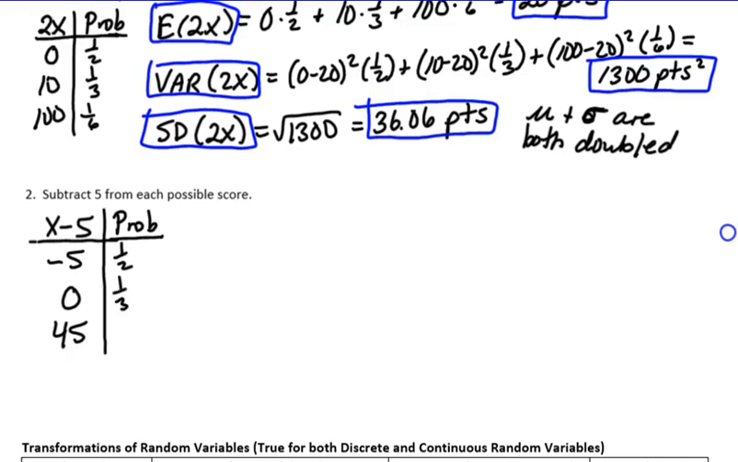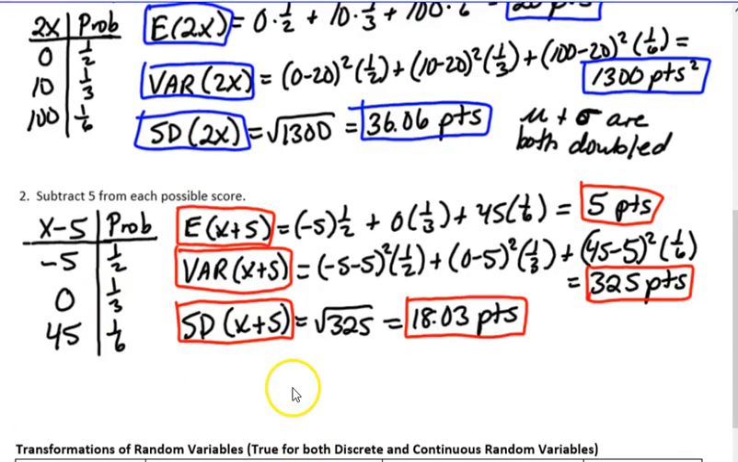So stop the video once again, and calculate those three probabilities, and let's see how they are the same and different from the original mean and standard deviation. Notice that expected value, as expected, is 5 points instead of 10 because we've subtracted 5 from each score. So the average score is 5 points less.